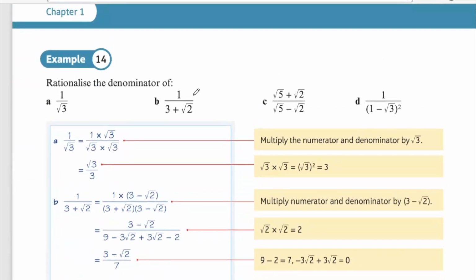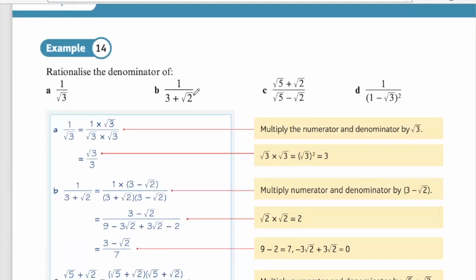Okay, rationalizing the denominator. This is something few students forget. So do you remember what was rationalizing? Rationalizing is multiplying and dividing with the denominator. This is under root 3 by under root 3. So my answer will be this.